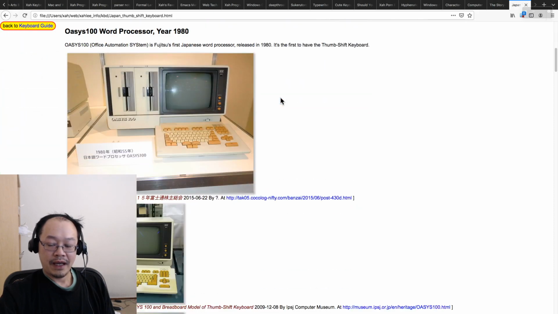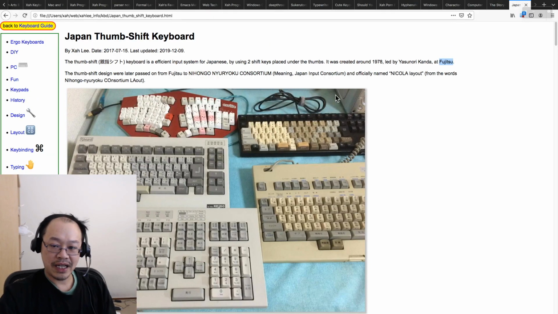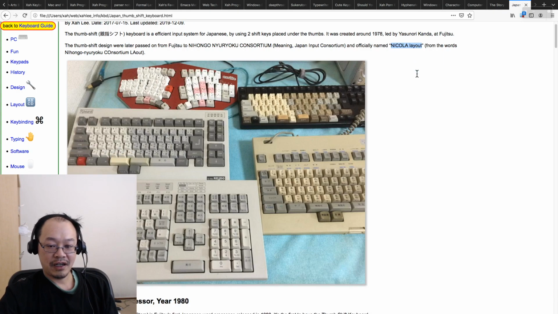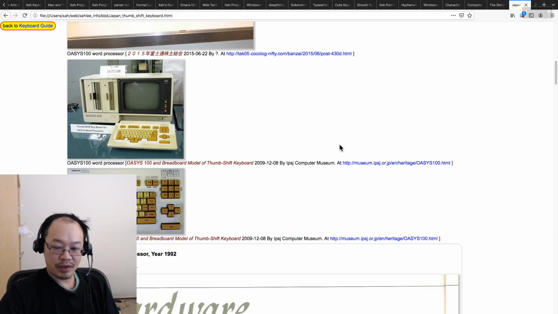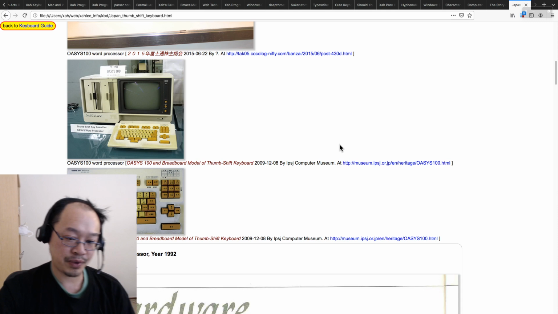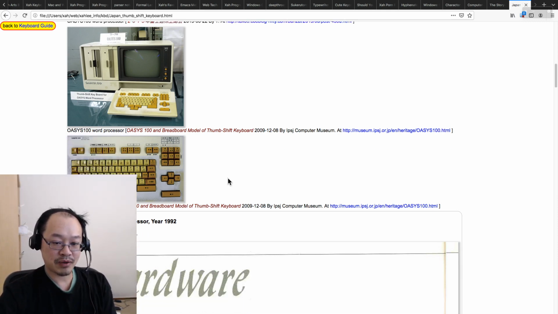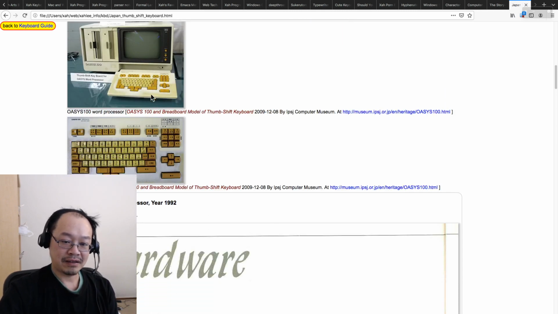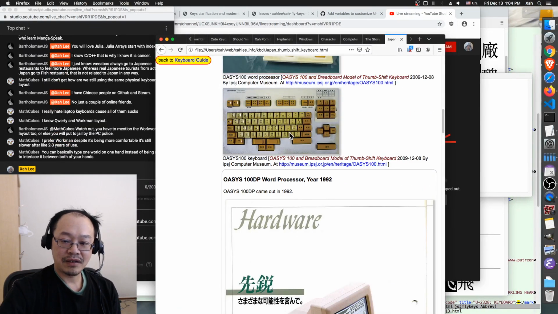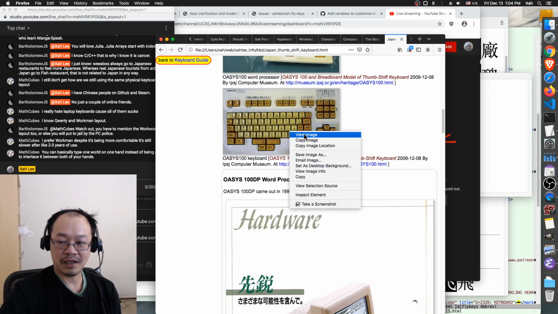Later on, about 5 or 10 years later, it passed to the Japanese Input Consortium, and they gave a standard name for this layout, so it's called the Nicola layout. It's basically the same thing, the thumb shift system. In 1980, that is the era of word processors. We begin to have home computers, but mostly at the time it's word processors. They created this very expensive word processor, and this is the first keyboard that uses the thumb shift system.